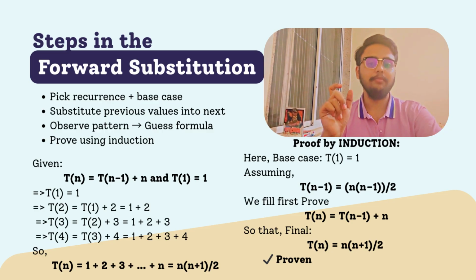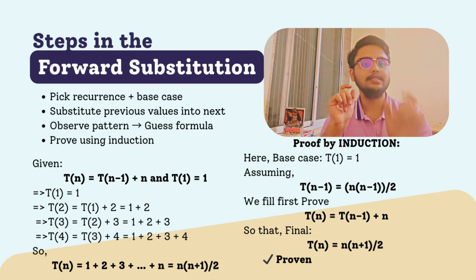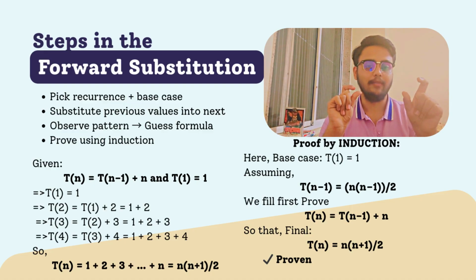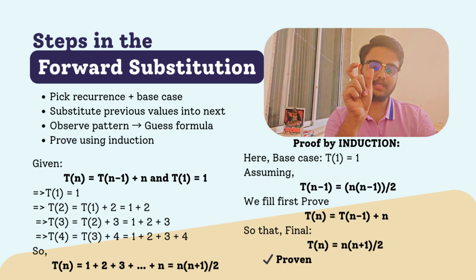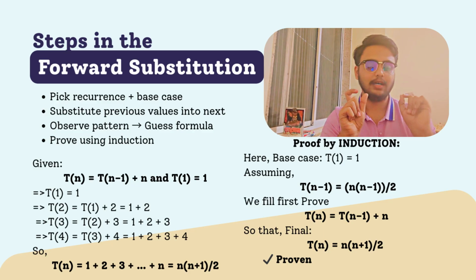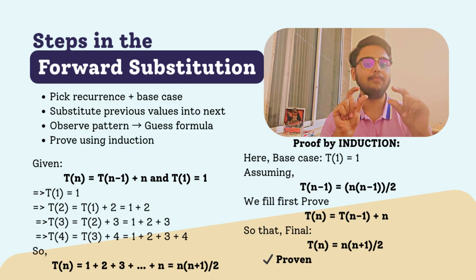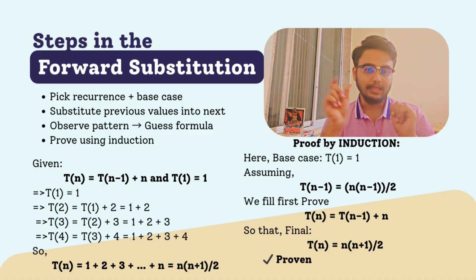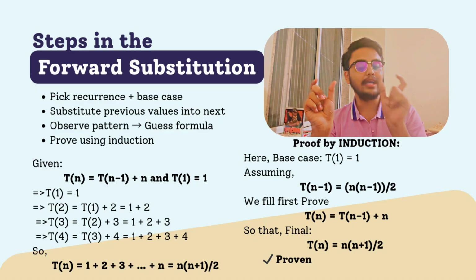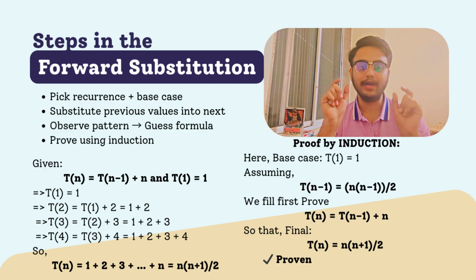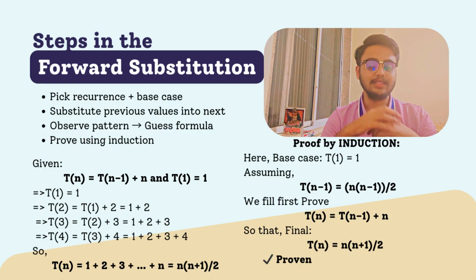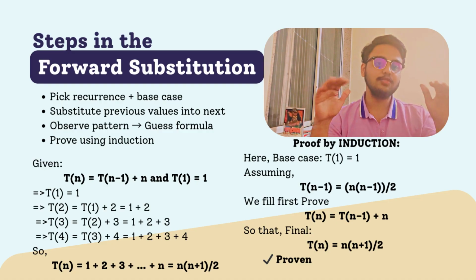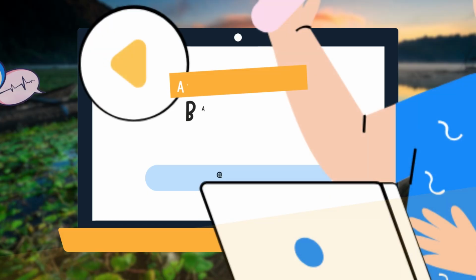Now by inductive step, assume T of n minus 1 is (n minus 1) times n, the whole upon 2. T of n is going to be T of n minus 1 plus n, that is n into (n minus 1), the whole upon 2, plus the remaining part of n, which is giving us n into (n plus 1), the whole divided by 2. Now T of n, as we had suggested, was n times (n plus 1), the whole divided by 2, and we are getting the correct answer as well by induction. So this proves our point by substitution method.